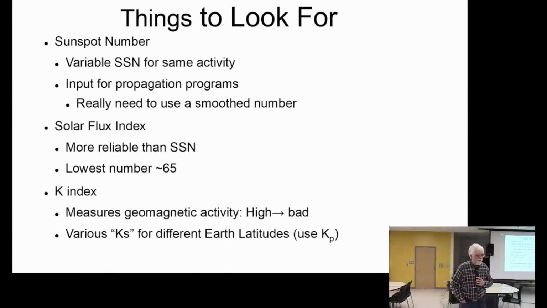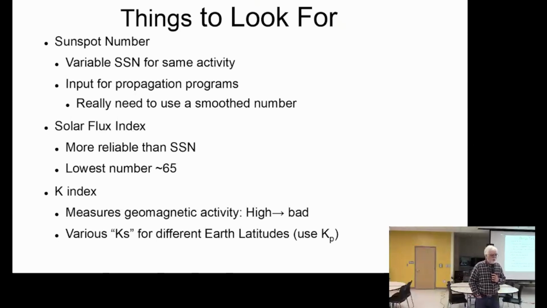Solar flux index is measured by radio telescopes pointed at the whole sun, measuring the total flux coming from the sun. And that goes up and down with the solar activity. And it's much smoother, it behaves much better, and is a much better indication, particularly of radio propagation.